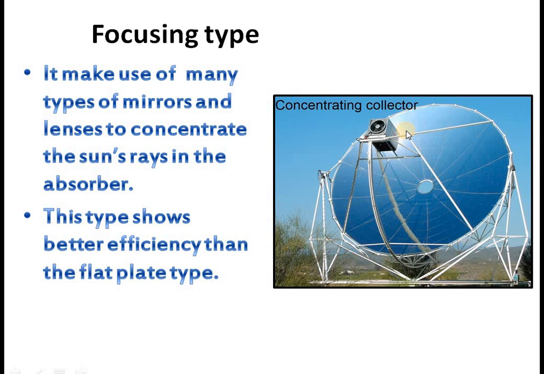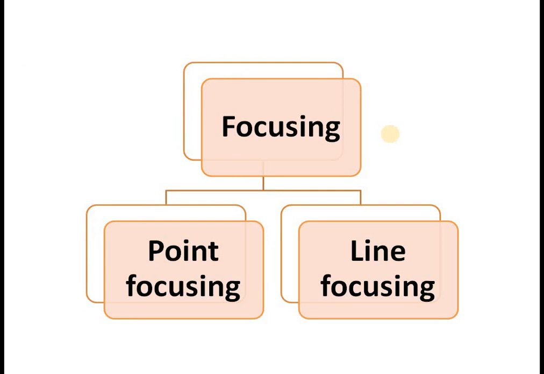But in a flat plate, the surface is large, so heat energy will be lost highly. But here heat energy is not lost, it is fully focused, so we can say that the efficiency of the focusing type of collector is much larger than that of the flat plate type collector. Again, focusing type or concentrating collectors are classified into two types. One is called point type focusing, and the other is called line type focusing.